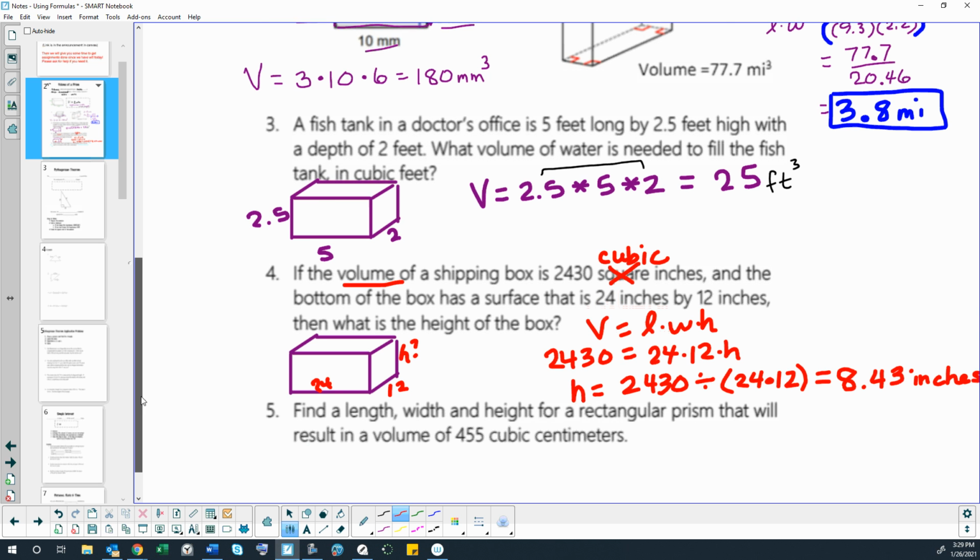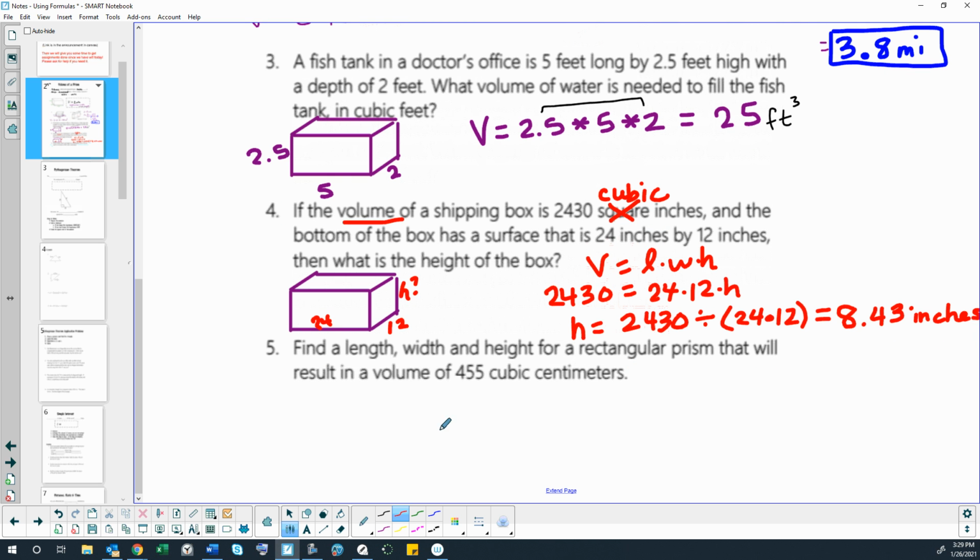Okay, last one. Find a length, width, and height for a rectangular prism that will result in a volume of 455 cubic centimeters. I'm sure there are many different answers for this. We just need three numbers that multiply together. Length times width times height. And we want our number to turn into 455. Well, this is kind of a factoring problem because we just need to find three factors. So since this number ends in a 5, I'm pretty sure it's divisible by 5, right? So if we take 455 and we divide by 5, my calculator says that would be 91.